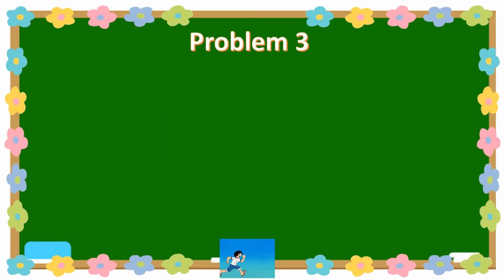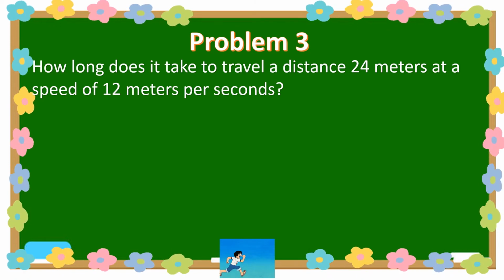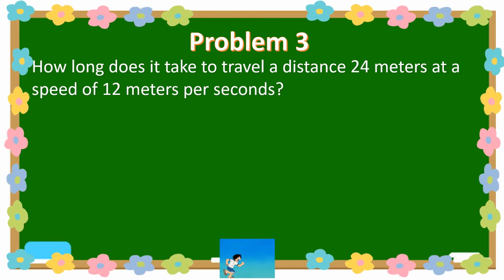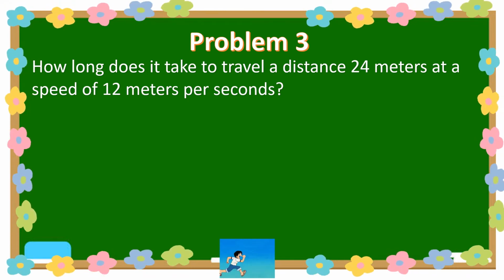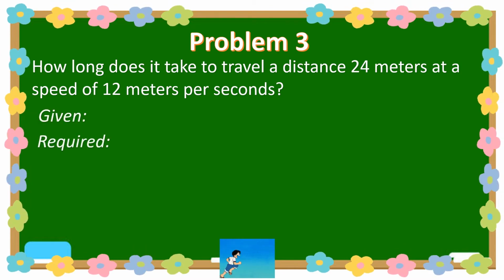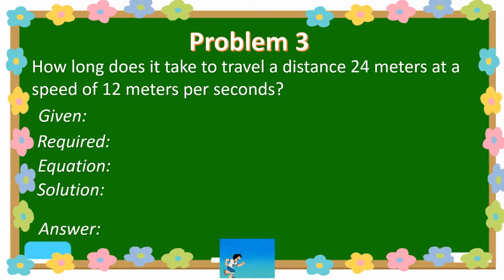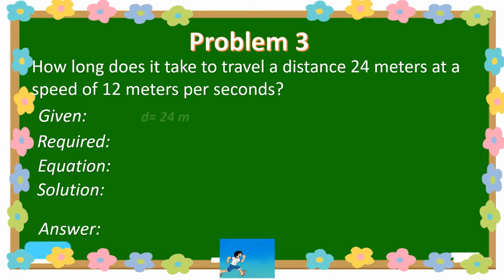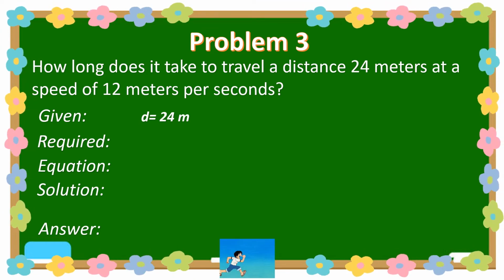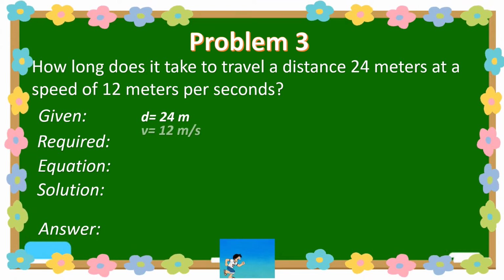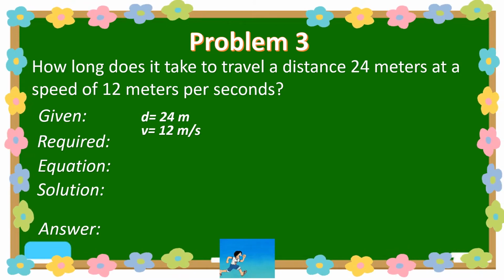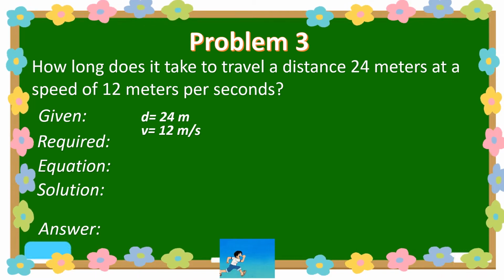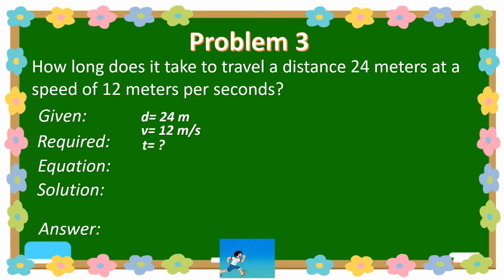Next, problem number 3. How long does it take to travel a distance of 24 meters at a speed of 12 meters per second? Let us use again the method GRESA. Now, what are the given in this problem? We have the distance, which is 24 meters, and the speed, which is 12 meters per second. What is being asked in this problem? Of course, the time.